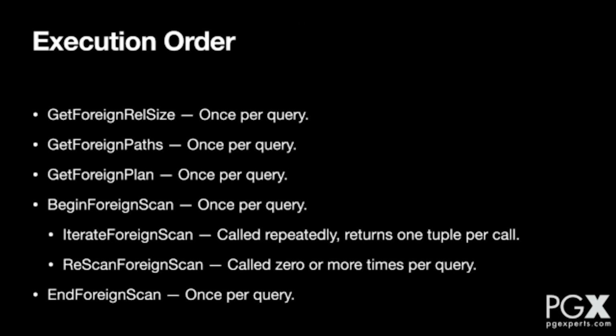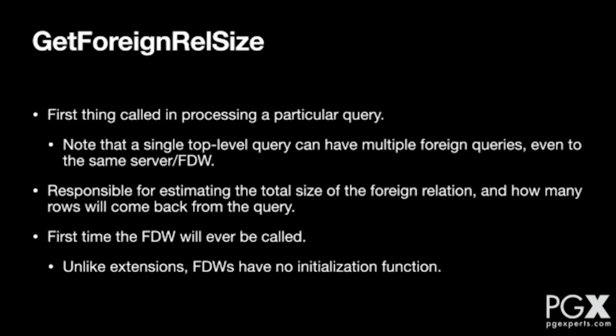So when your foreign data wrapper is sitting there and needs to run, it gets called. The functions get called in this order. First, get foreign rel size, get foreign paths. These get called once per query. Then iterate foreign scan. This is where you're actually returning data. I'm going to talk about all these, so don't worry about this. You might get a call to rescan foreign scan and end foreign scan. So these are all things you write, and they'll get called in this order. Once per query, once per.